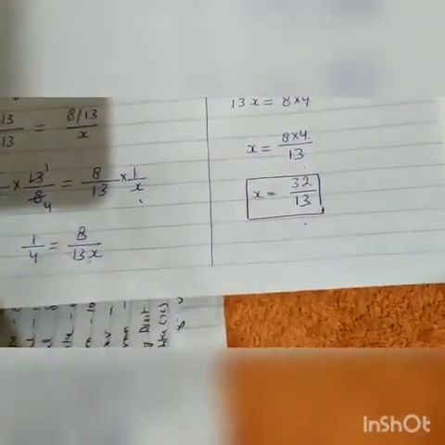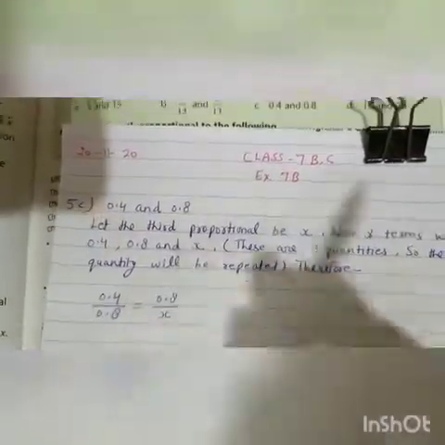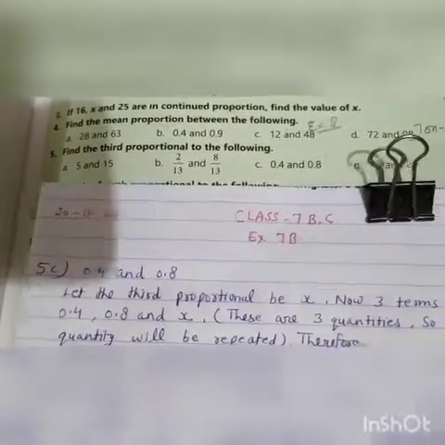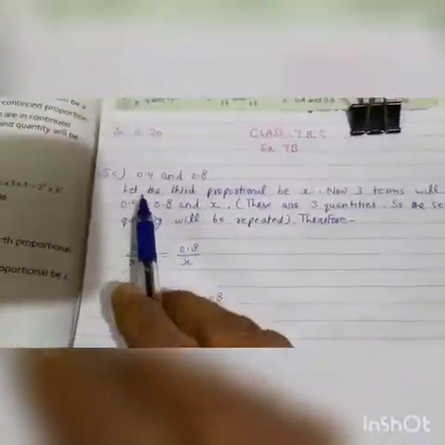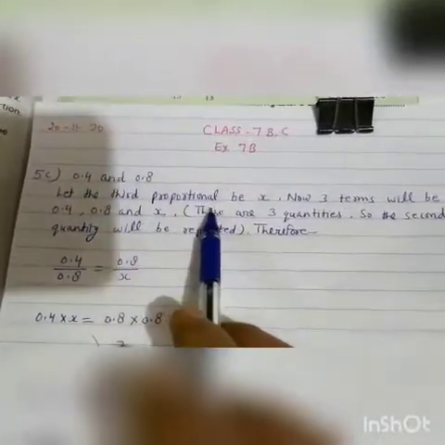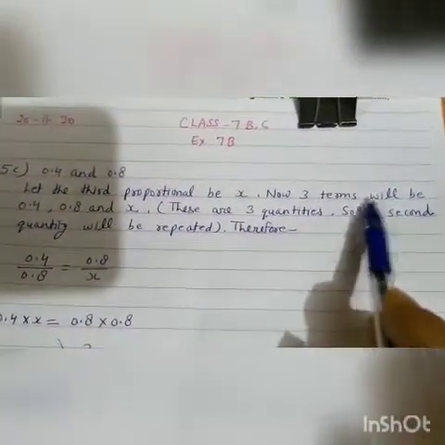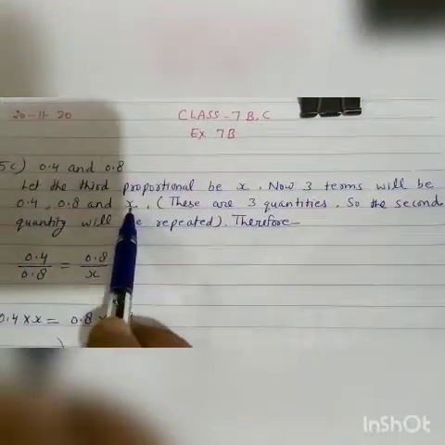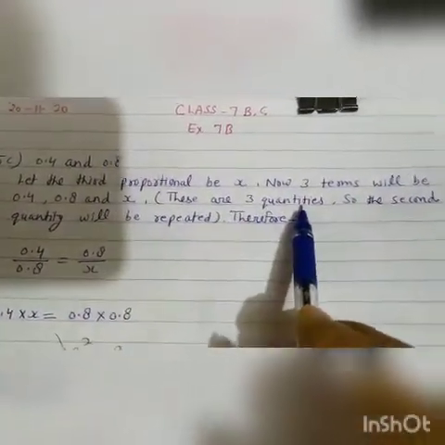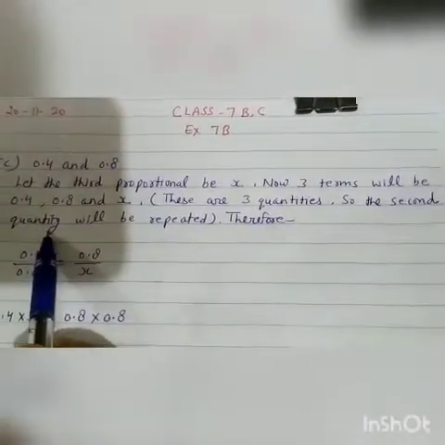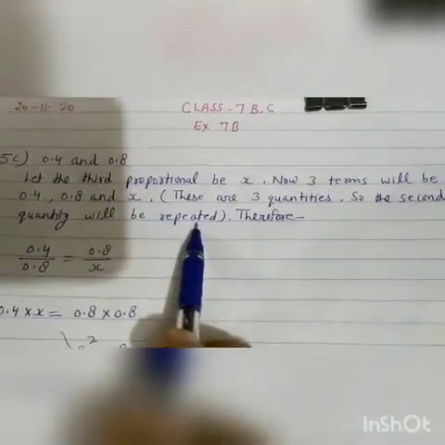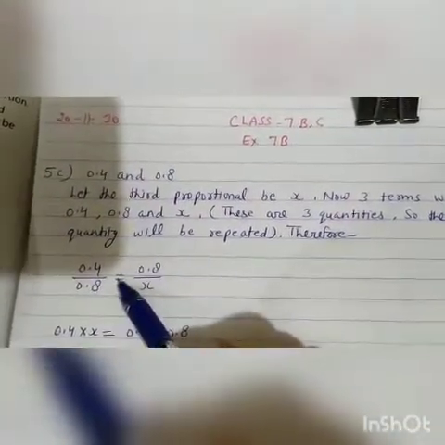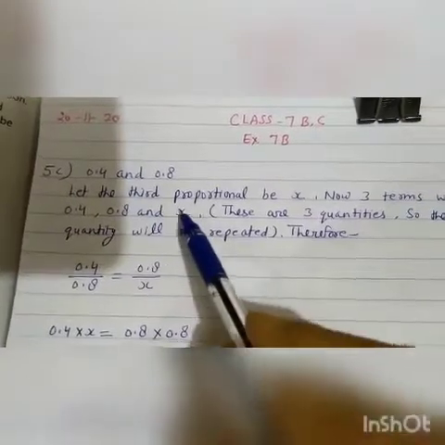Now come to next part. See here. Its C part is 0.4 and 0.8. So let the third proportional be x. Now three terms will be 0.4, 0.8 and x. These are three quantities, so the second quantity will be repeated. Therefore, 0.4 upon 0.8 equal 0.8 upon x.